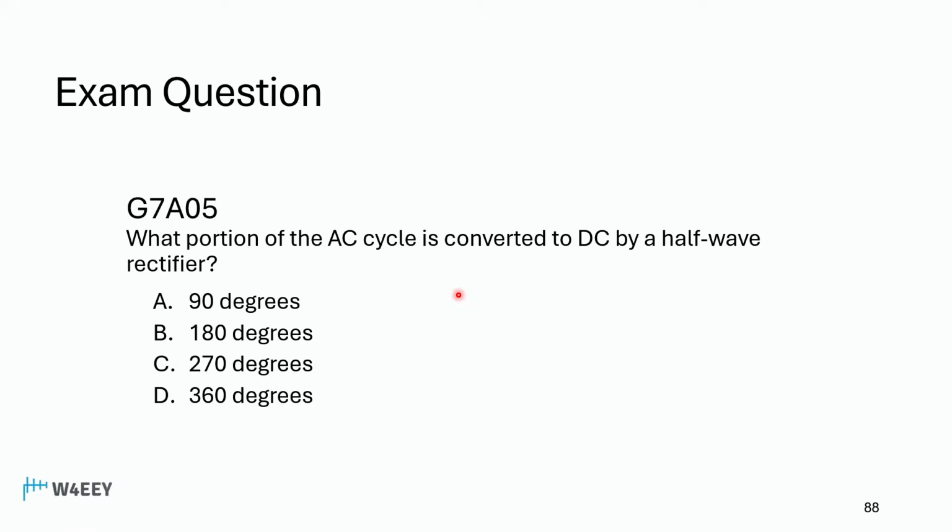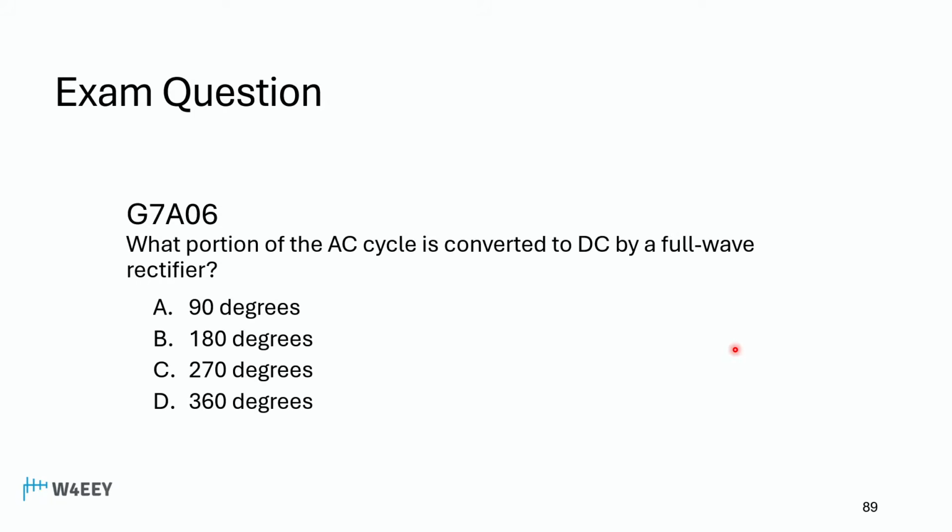What portion of the AC cycle is converted to DC by a half-wave rectifier? Bravo, 180 degrees. What portion of the AC cycle is converted to DC by a full-wave rectifier? Delta, all 360, those double humps.